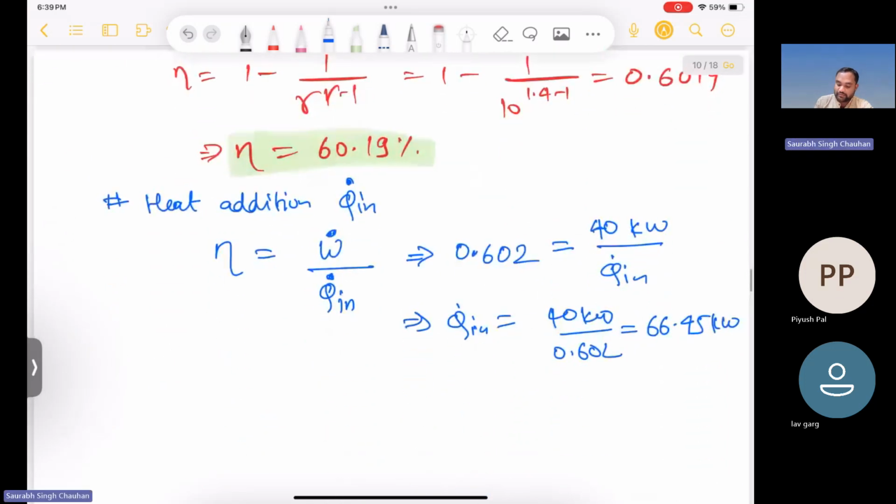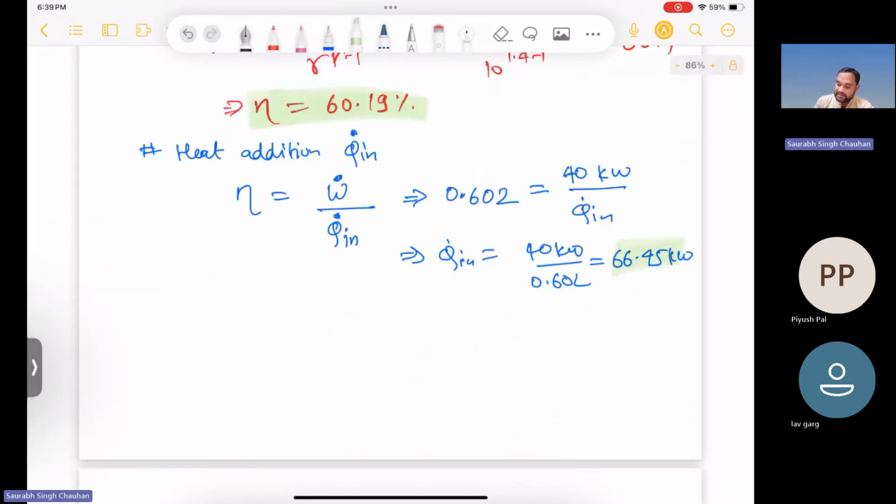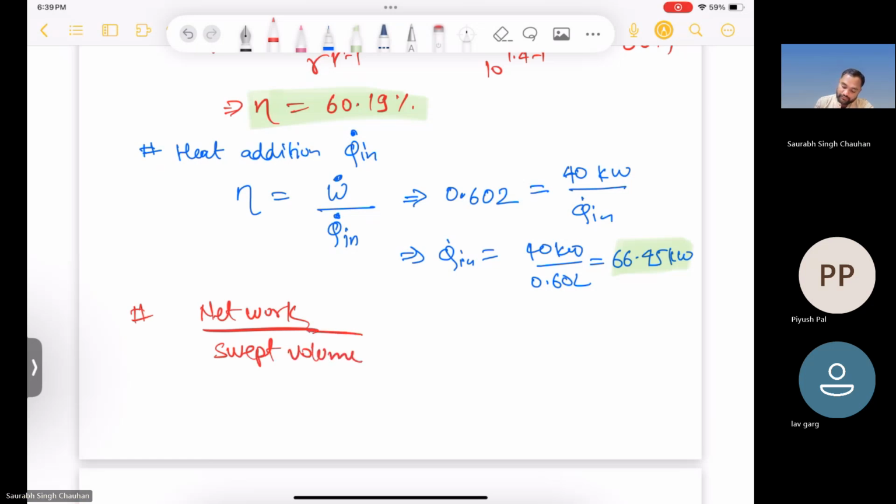We have discussed the definition of mean effective pressure in the previous sessions, right? Net work upon swept volume, per cycle, right? Net work per cycle. Okay, so net work per cycle divided by swept volume will be the mean effective pressure.